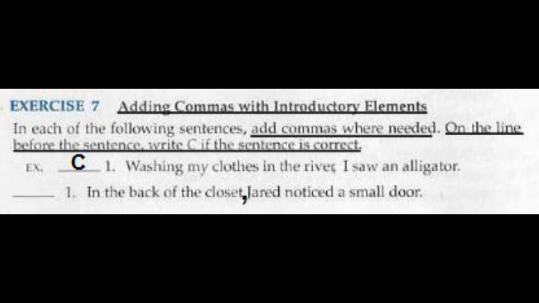So the example reads, washing my clothes in the river, comma, I saw an alligator. That comma is placed correctly because it comes after the participial phrase. So you would write a C in that blank next to the sentence. Let's do number 1 together.